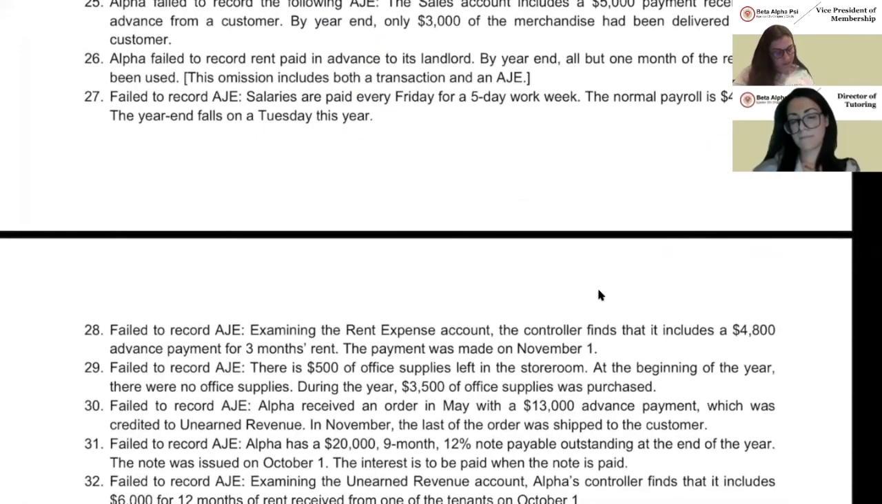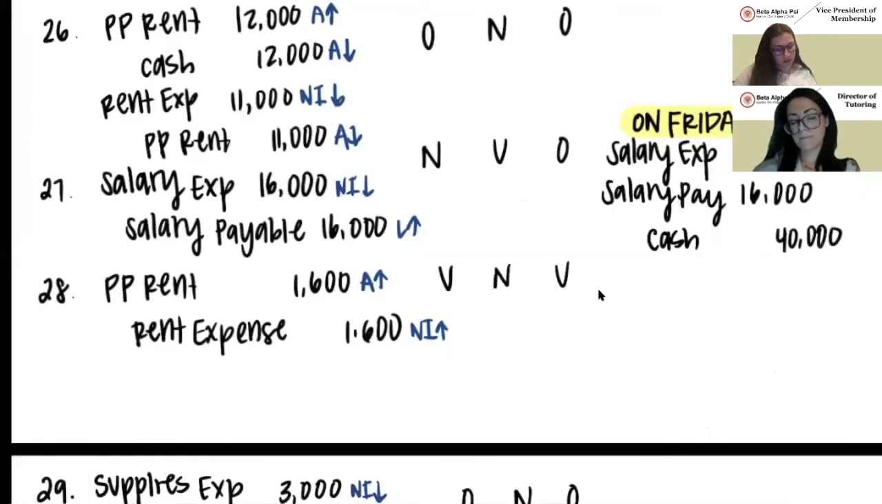Number 27, failed to record adjusting journal entry. Salaries are paid every Friday for a 5-day work week. The normal payroll is 40,000. Year end falls on Tuesday. So we want to record the salaries expense for Monday and Tuesday, but we're not ready to pay the cash until Friday. So we're going to do something else with that. We're going to do an adjusting journal entry. And they forgot to do this.